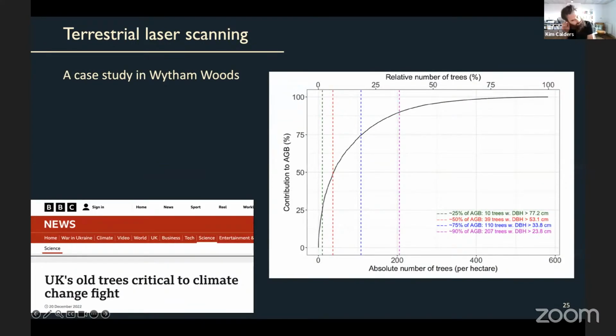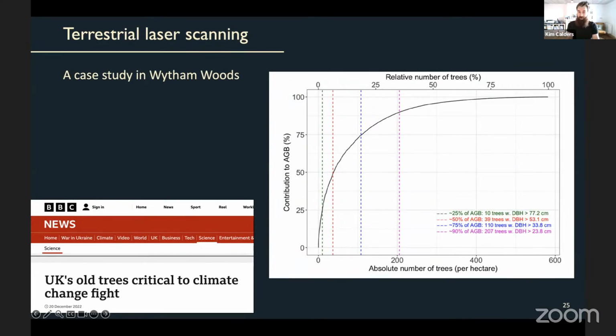One cool thing, I'll briefly mention it: when we did this full analysis, so we did all the trees in the forest of this 1.4 hectare up to the centimeter diameter, if you would want to estimate 50% of the total biomass of the site, we would only need the 39 largest trees. Out of these 600 trees per hectare, if you only estimated the 39 largest trees, you would get 50% of the biomass.